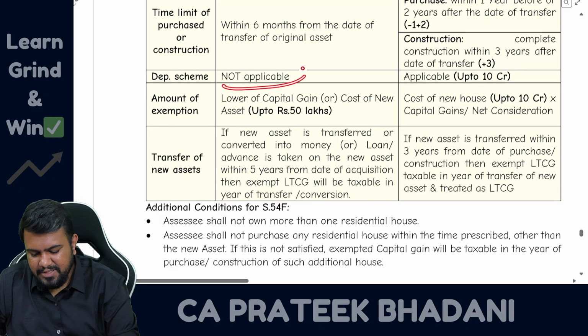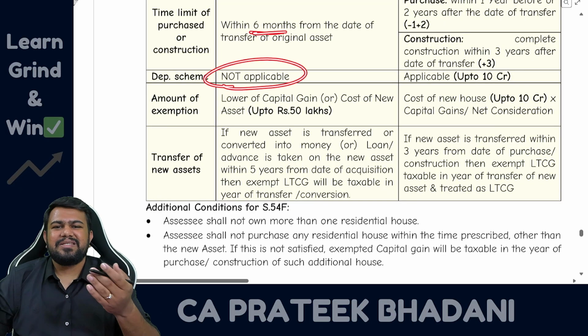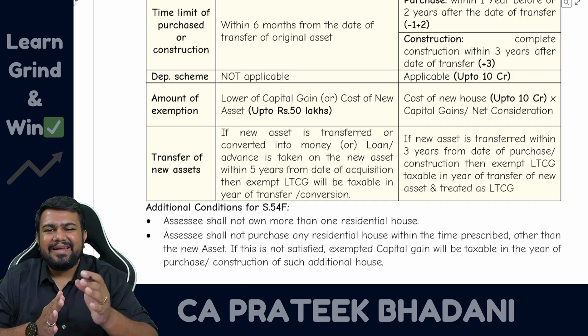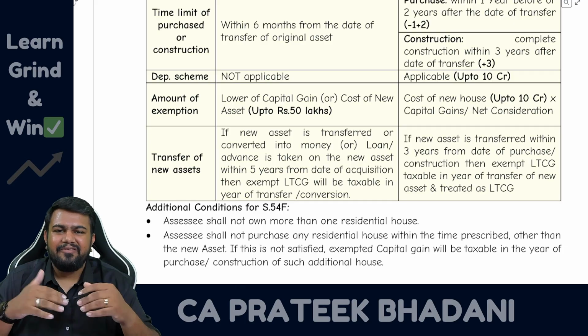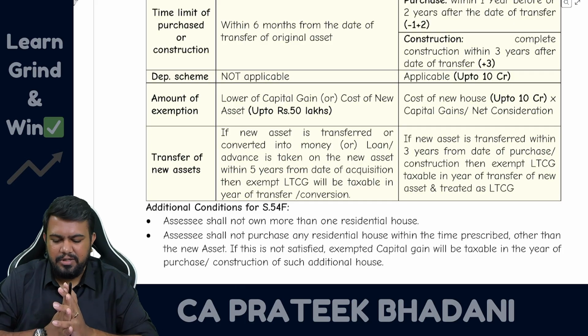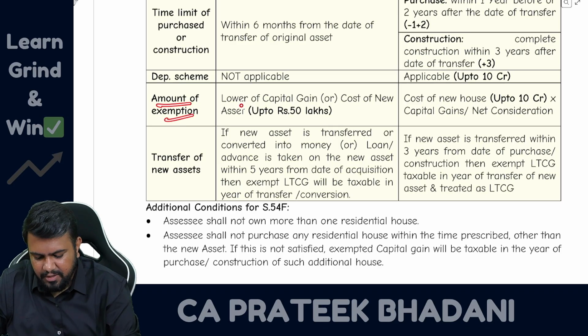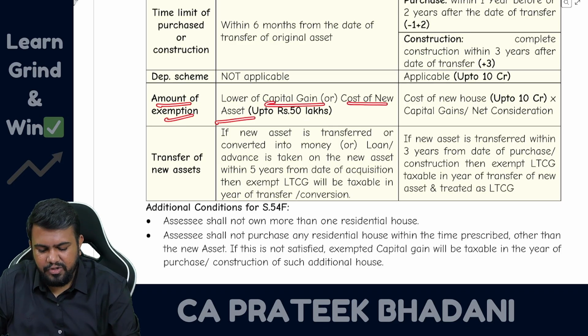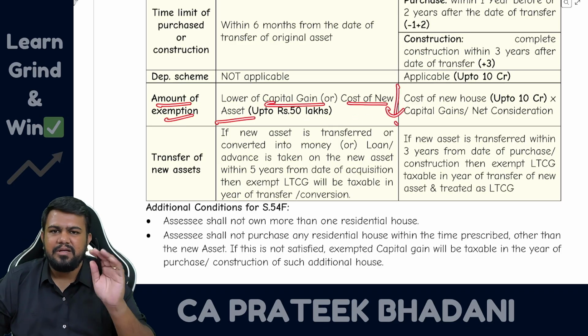Here the deposit scheme is not applicable because only 6 months time is given. No, even if the return filing date is coming earlier, then before the return filing date itself, you invest in the bonds. Next, amount of exemption: capital gain or cost of new asset up to 50 lakhs, whichever is lower.